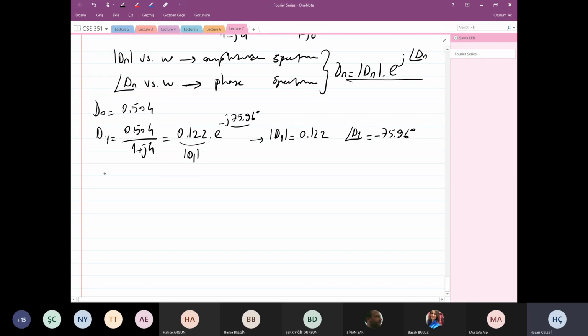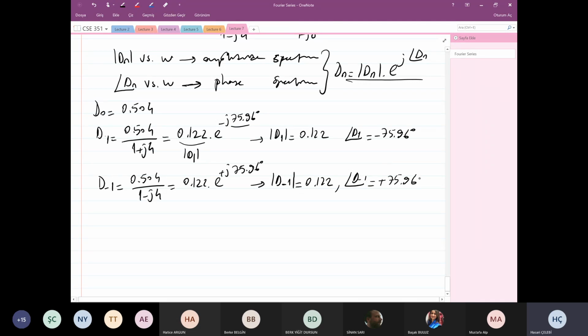So for n equal to minus 1, which is D minus 1, as you see, is going to be equal to this, which is exactly the same amplitude, but the sign of the phase changes. So D minus 1 is equal to 0.122, and the phase of D minus 1 is plus 75.96.